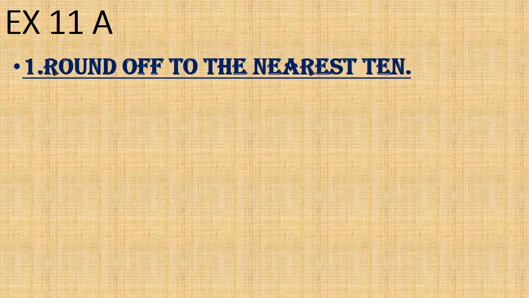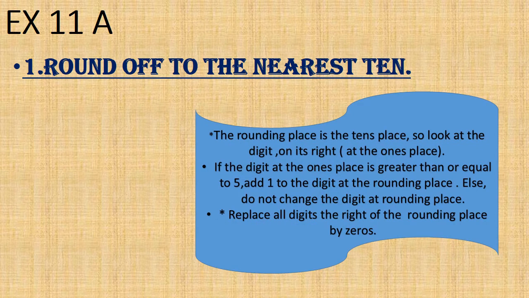Now let's do exercise 11A. But before that, you should learn some rules. So the first question is, round off to the nearest 10. For this, the first step for rounding off the numbers is that the rounding place is the tens place. So we have to look at the digit on its right place, and the digit on its right will be the ones place.